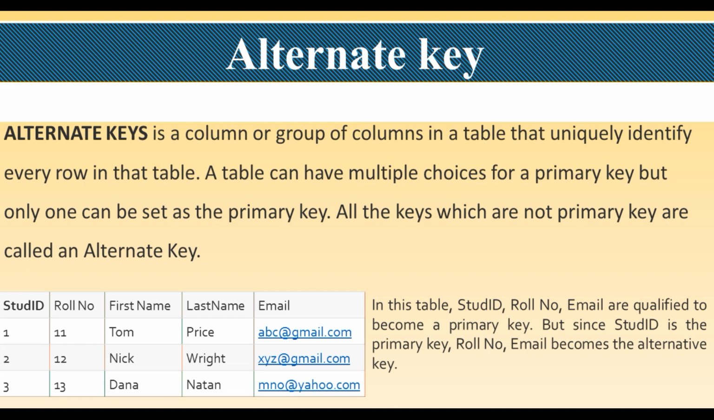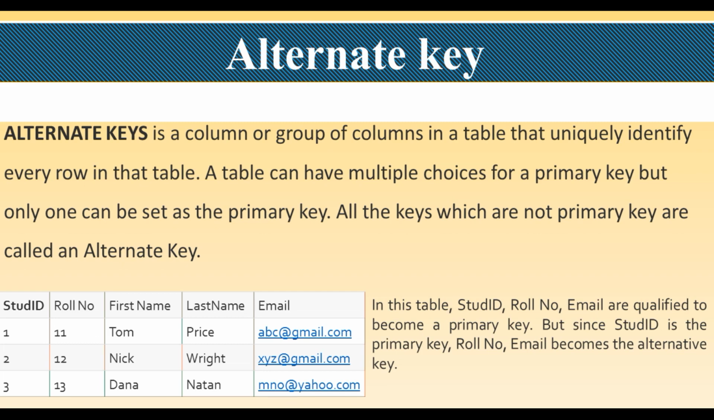Alternate key, student. An alternate key is a column or group of columns in a table that uniquely identifies every row in a table. A table can have multiple choices of primary key, but only one can be set as the primary key. All keys that can be a primary key are called candidate keys. As a part of the primary key, we learned what a composite primary key is. Except that, we will now learn the alternate key.